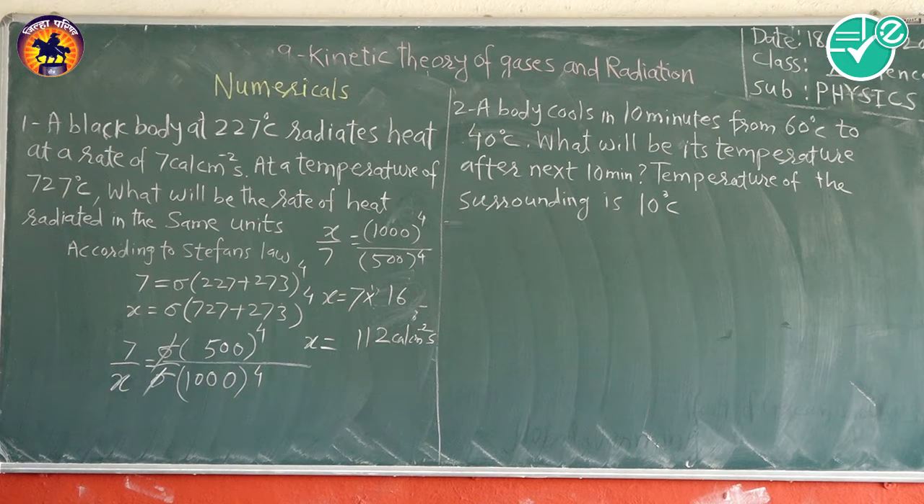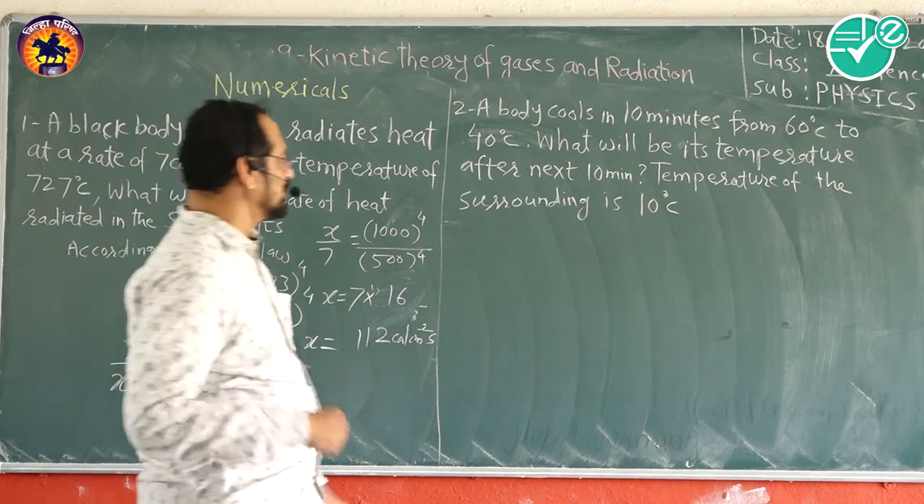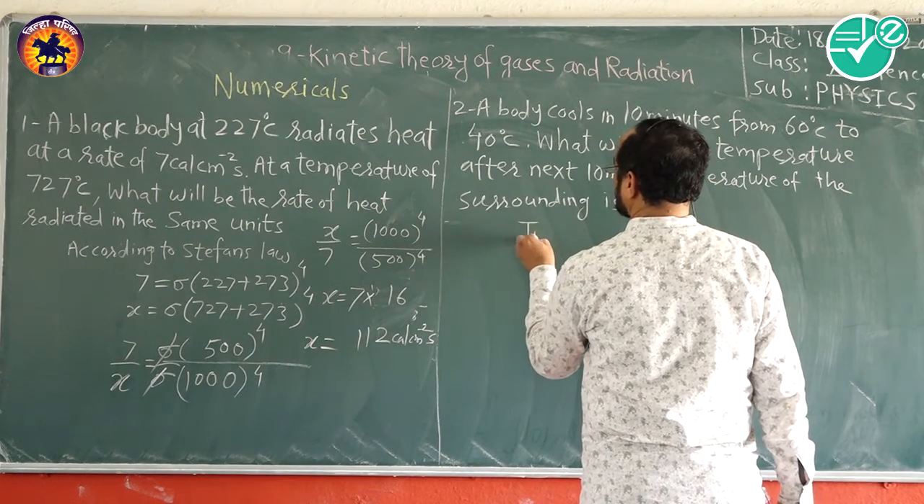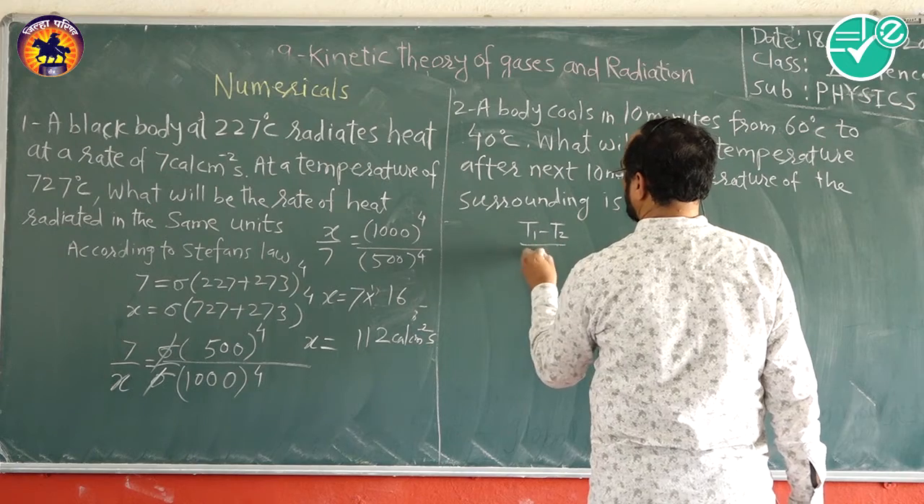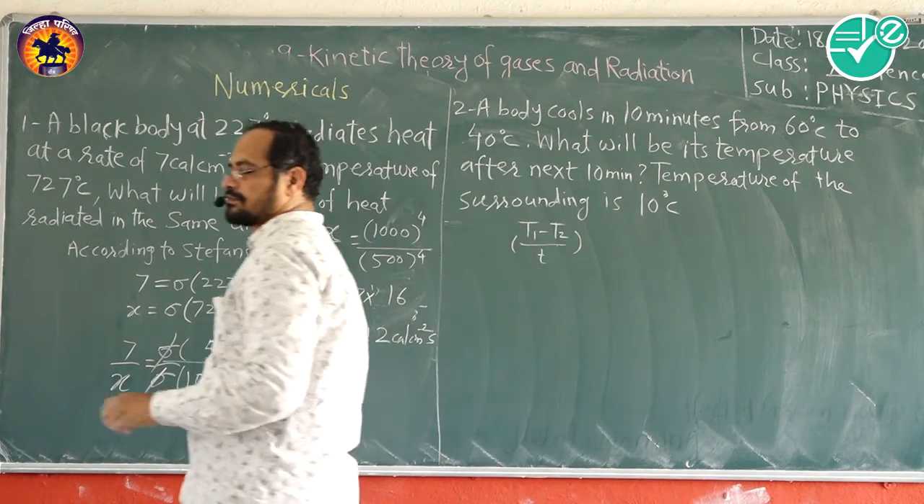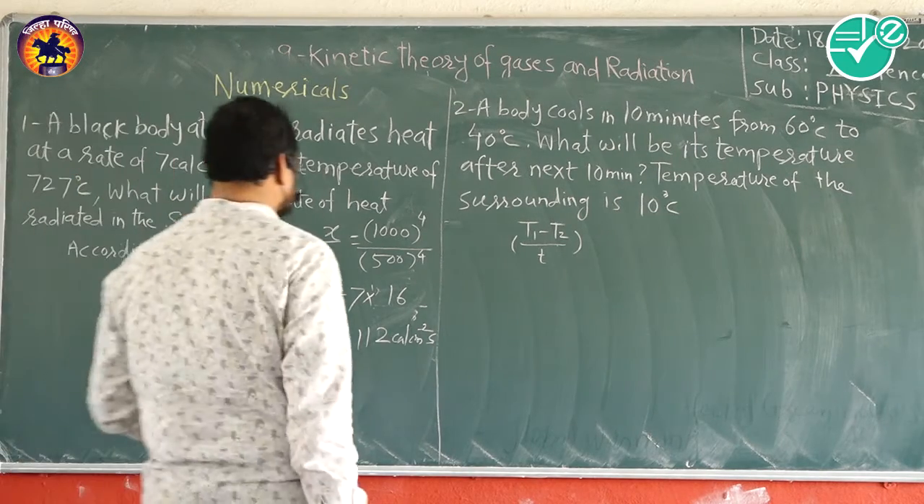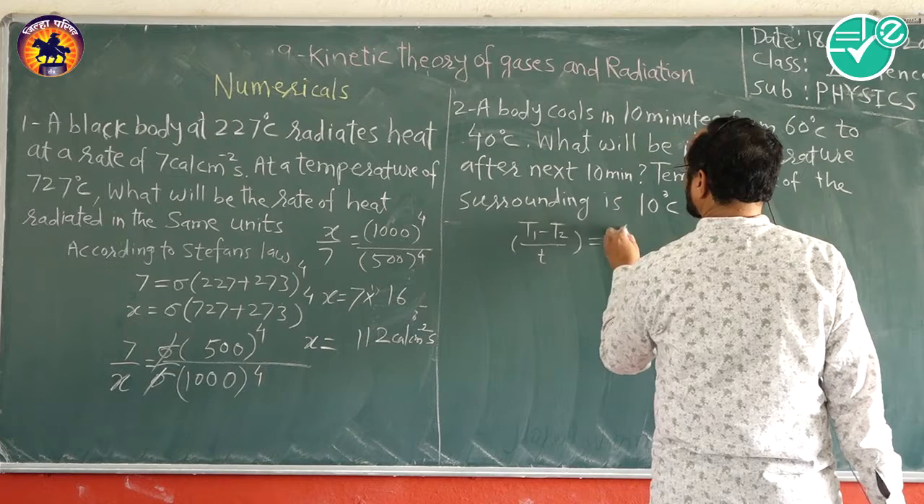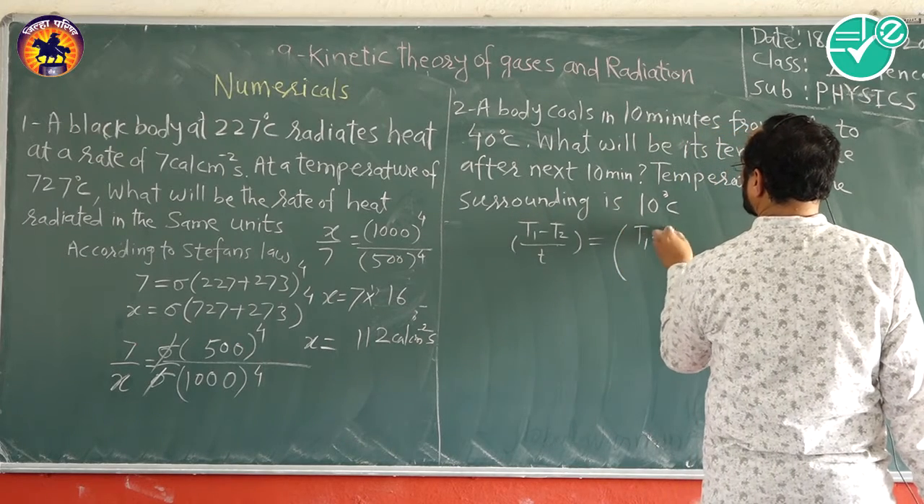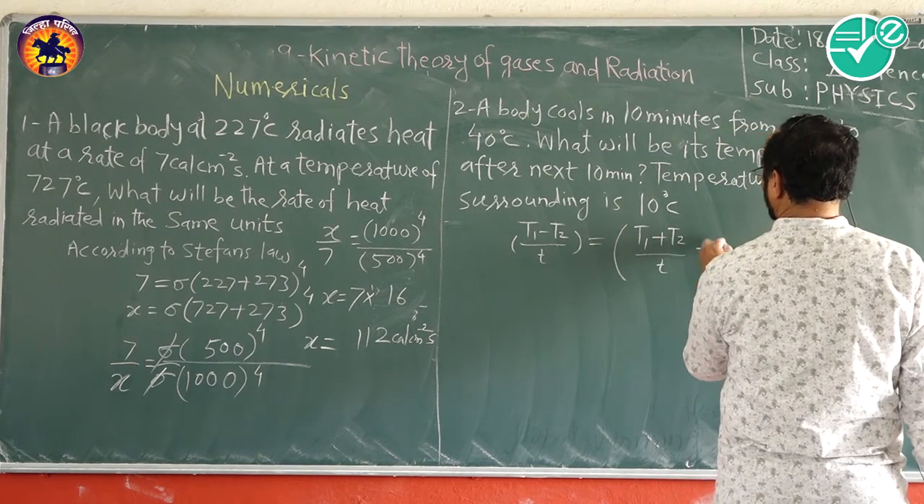Now next we will see another example, that of Newton's law of cooling, in which we will take the formula: T1 minus T2 upon t is equal to K into (T1 plus T2 upon 2 minus T0).